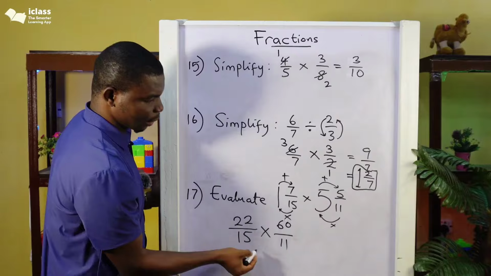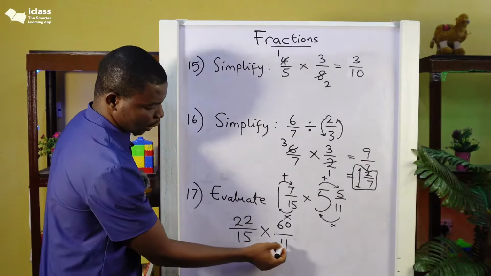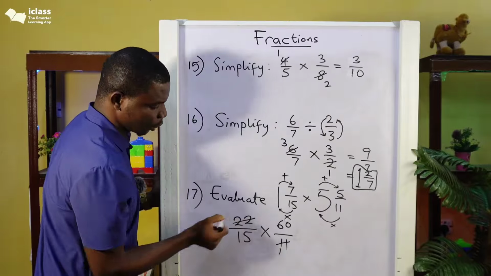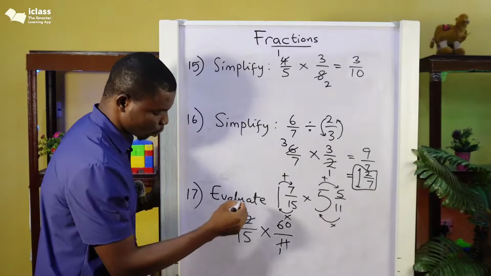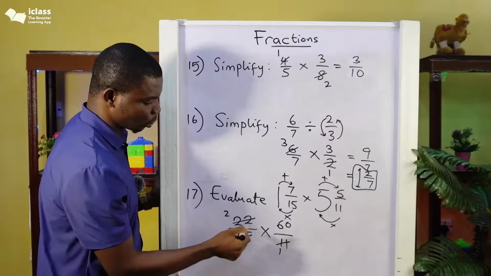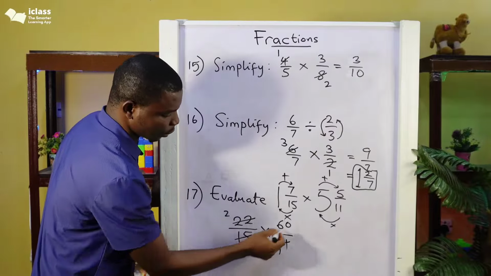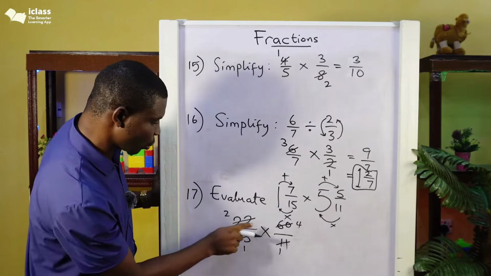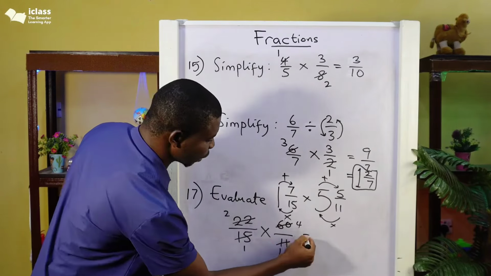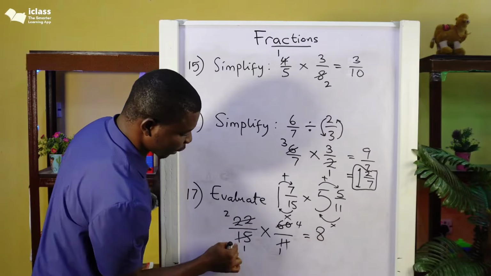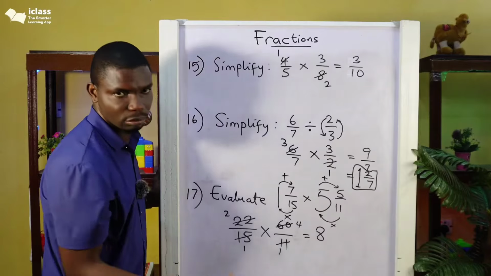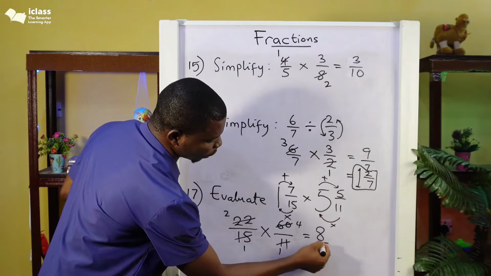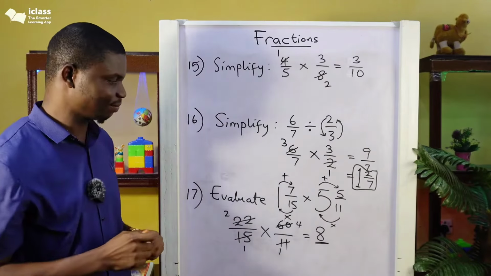So we now divide just like the way we are doing here. We look for common factors. 11 will go into 11, 1. 11 into 22 is what? Is 2. 15 will go into 15 once. 15 into 60 is 4. So we have 2 times 4, which is 8. And at the denominator, we have 1 times 1. 1 times 1 is still 1, right? 8 divided by 1 is still 8. So our answer is 8.